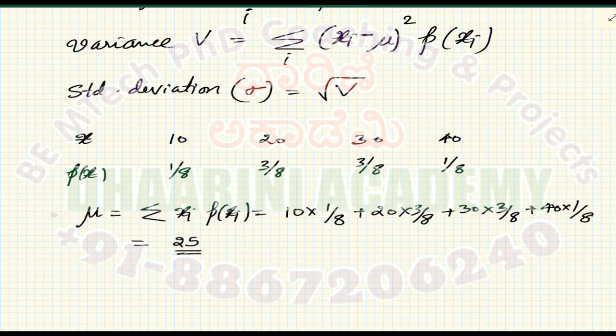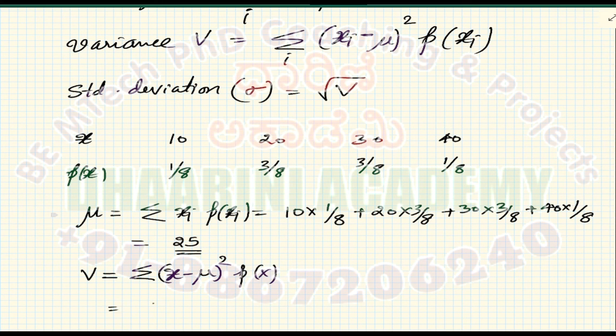The variance equation says that this is the summation of the x value minus its mean, the whole square, multiplied with the probability p of x. It means every term needs to be subtracted from the mean. In the sense, the first number is 10, I subtract 25, the whole square, into its probability, that is 1 by 8. The same way, plus 20 minus 25, the whole square, and you multiply that with 3 by 8.